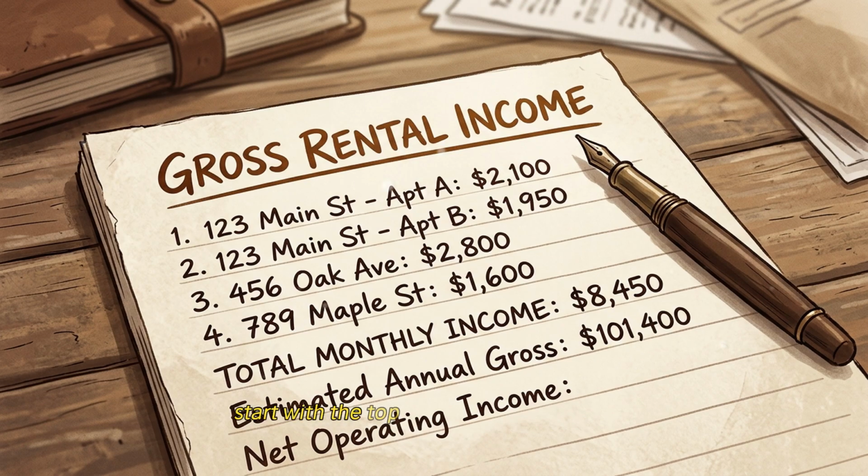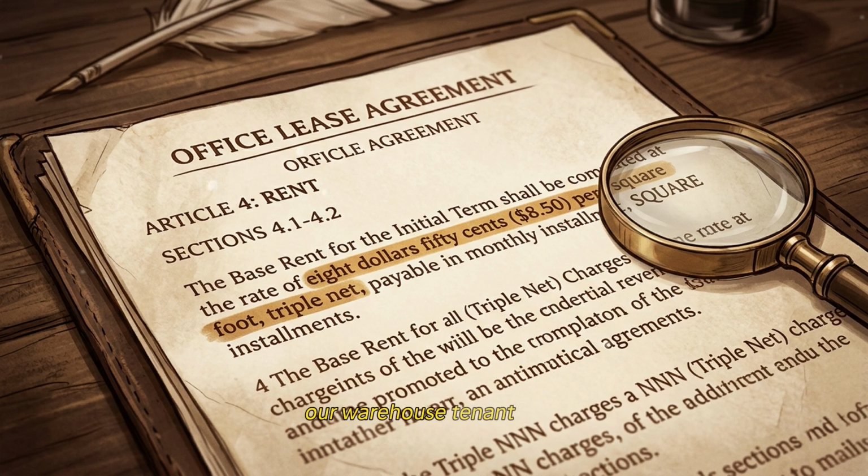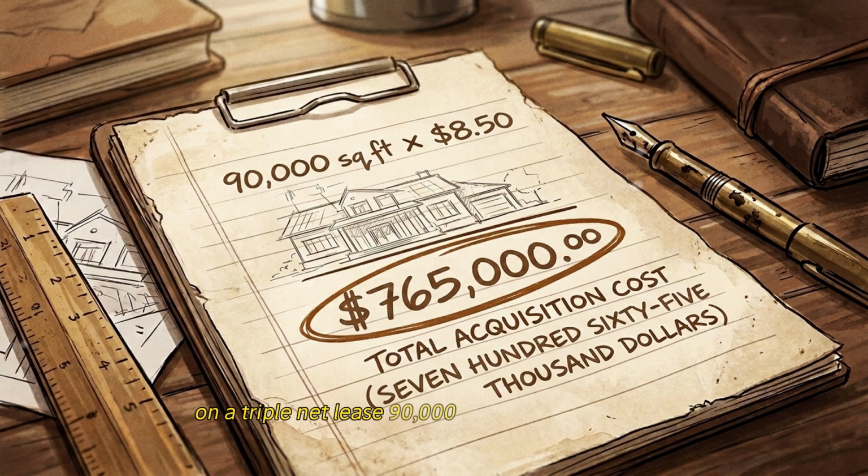Start with the top line, gross rental income. Our warehouse tenant pays $8.50 per square foot annually on a triple net lease. 90,000 square feet times $8.50 gives you $765,000 a year in rent. That's the revenue. That's the easy part.